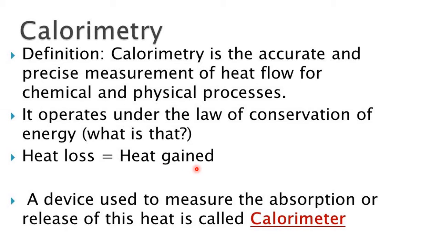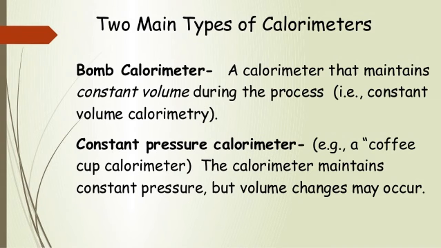And to study calorimetry, we use a device that measures the absorption or release of this heat, called a calorimeter. For temperature, we use a thermometer; like that, for calorimetry we require a calorimeter. Two main types of calorimeters we have to study in 11th class: one is a bomb calorimeter, the other is a constant pressure calorimeter.